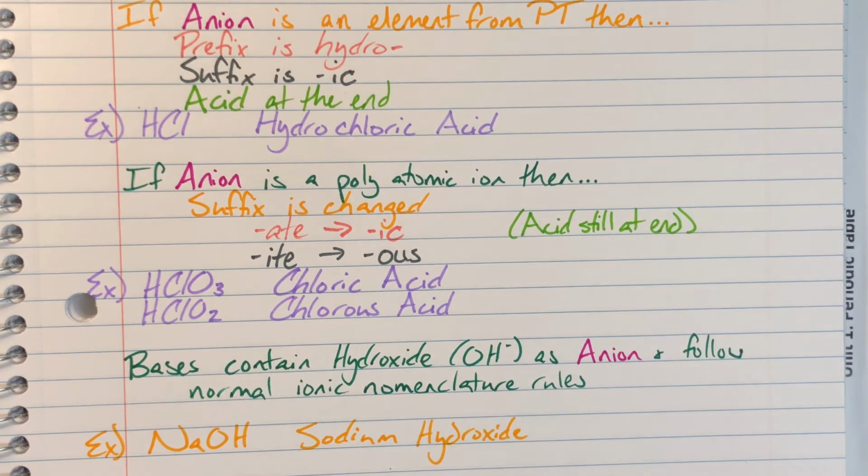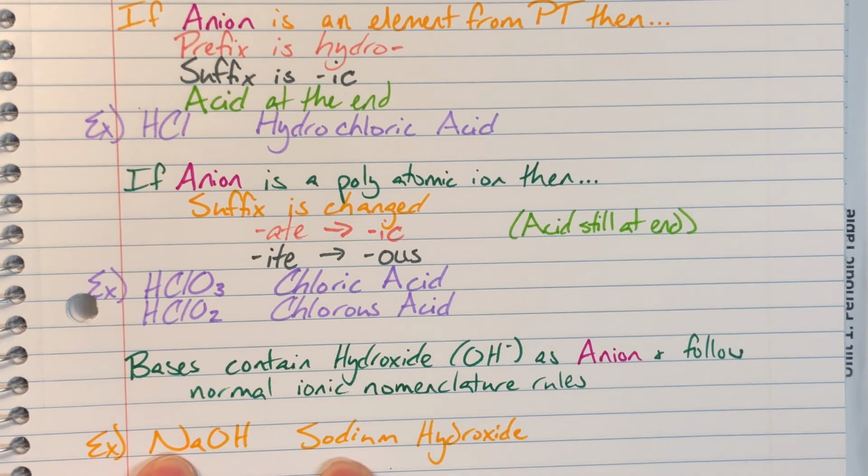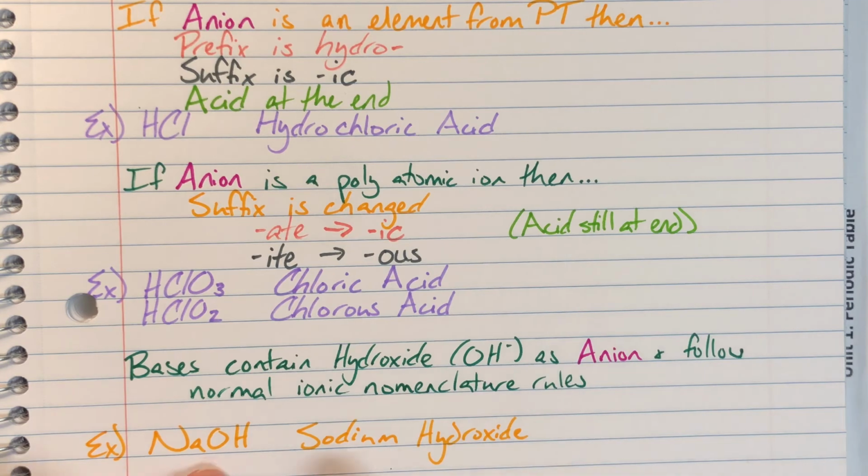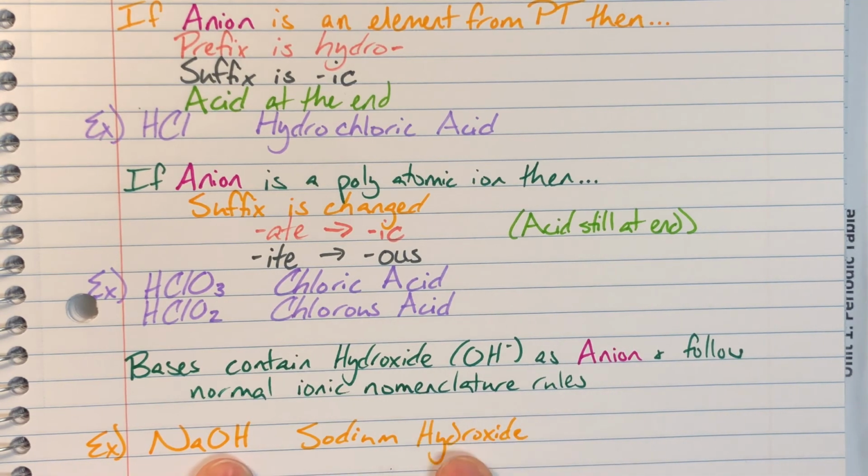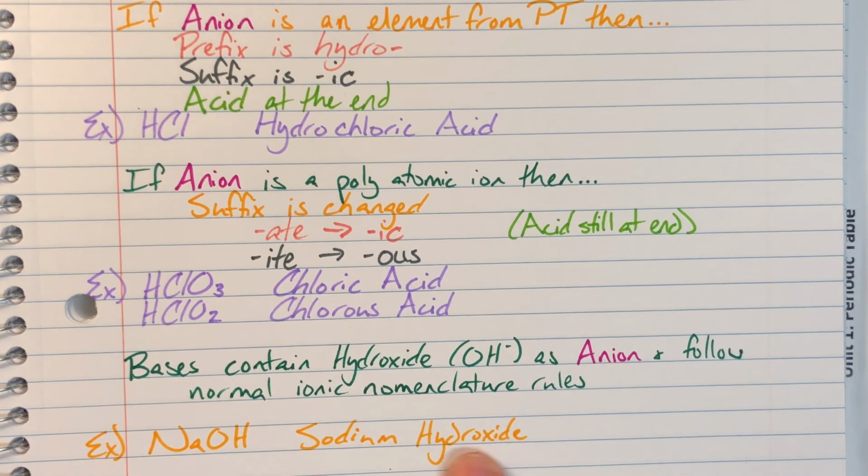So here I have an example, NaOH. Na is going to be sodium. It is in the first two columns, so I don't have to give you an oxidation state. And then OH, hydroxide, and this would make me a base. Sodium hydroxide is a base.